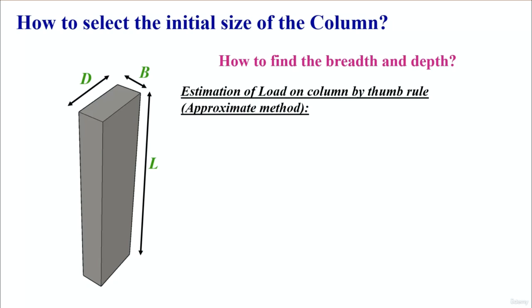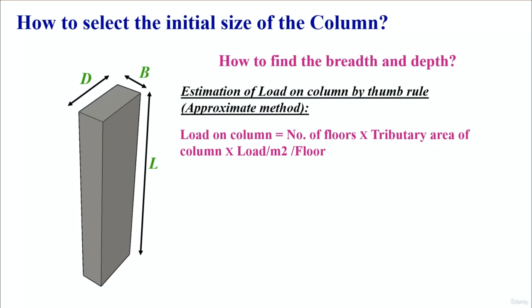After that we can come to know how much load exactly is coming, whether the column is able to carry the load or not. If the column is not failing, then we can go ahead with the size whatever we have taken from this approximate method. If the column is failing, then we have to change the size of the column and then redo the analysis procedure. So let me tell you how do we calculate the load on column. Load on column is equal to number of floors multiplied by tributary area of column into load per meter squared per floor. So this is the formula to arrive the load on column.